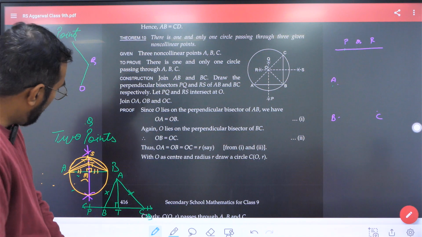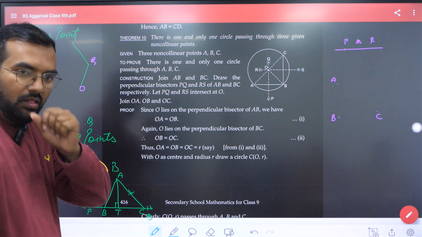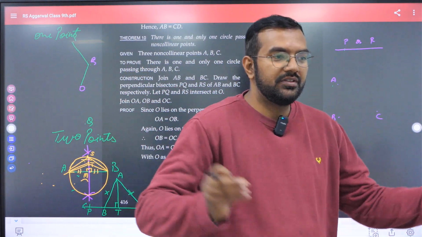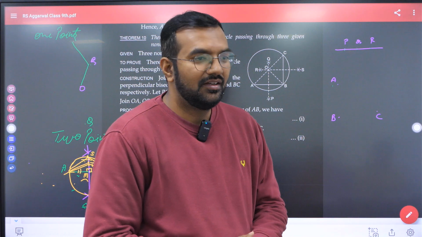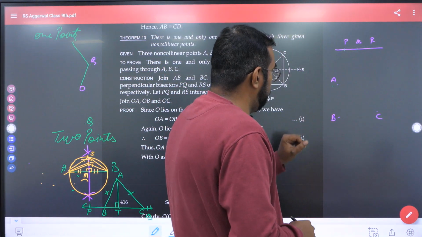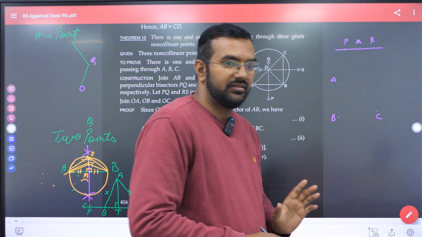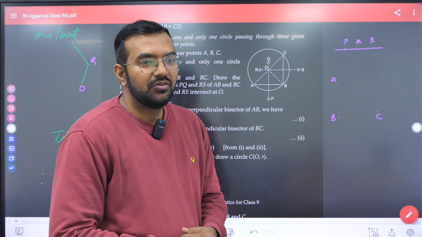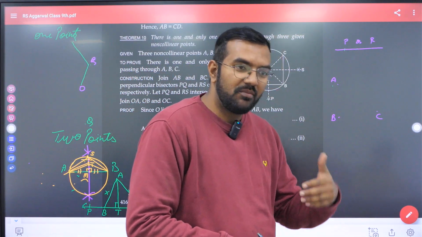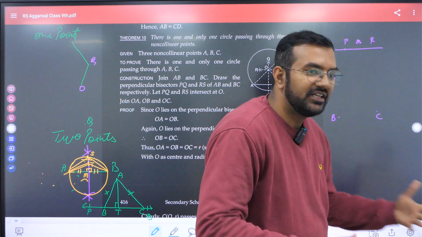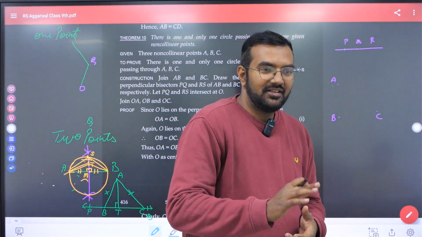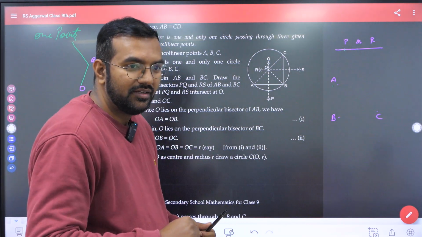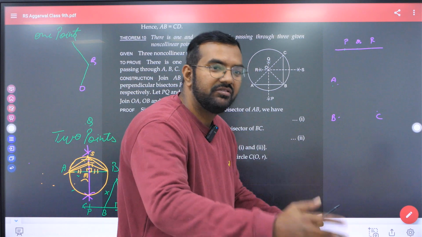Okay, beta. So how many circles can pass through 2 points? Infinite, because there are infinite points from which the 2 points are equidistant. So let's come to the theorem about 3 non-collinear points. How many circles can pass through 3 non-collinear points? We have to find out from how many points the 3 non-collinear points are equidistant.